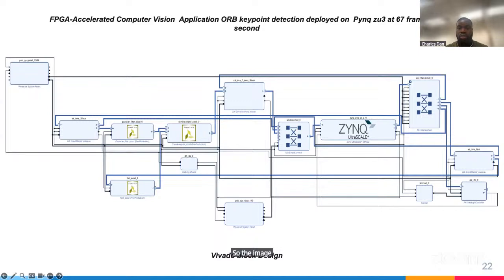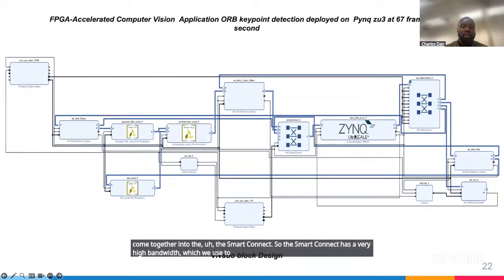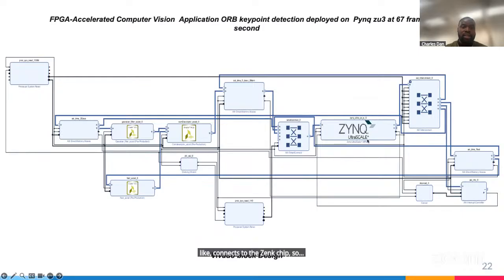The image also shows the DDR memory. So the processor simply transfers to and from the points of the DMA into the accelerators, the three accelerators that we have here. And the three DMAs come together into the Smart Connect. The Smart Connect has a very high bandwidth, which we use to connect to the Zynq chip. So this is the Zynq chip, the MPSoC Zynq.